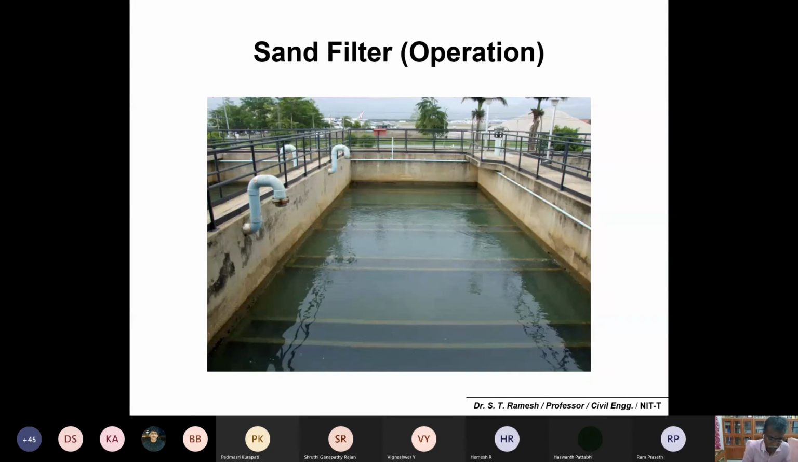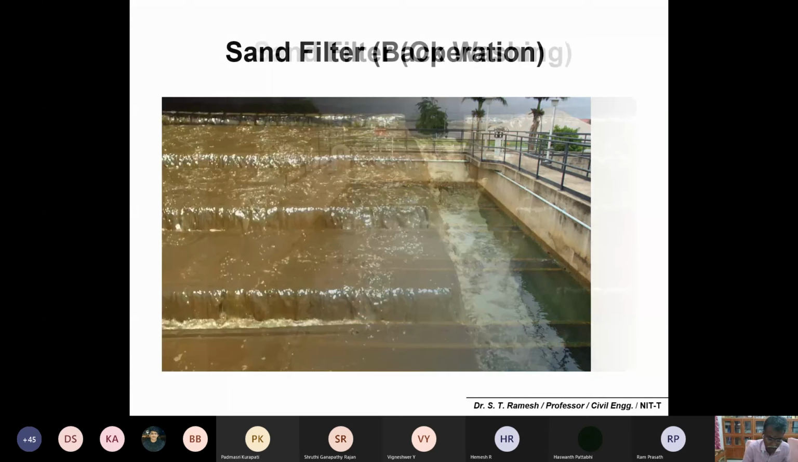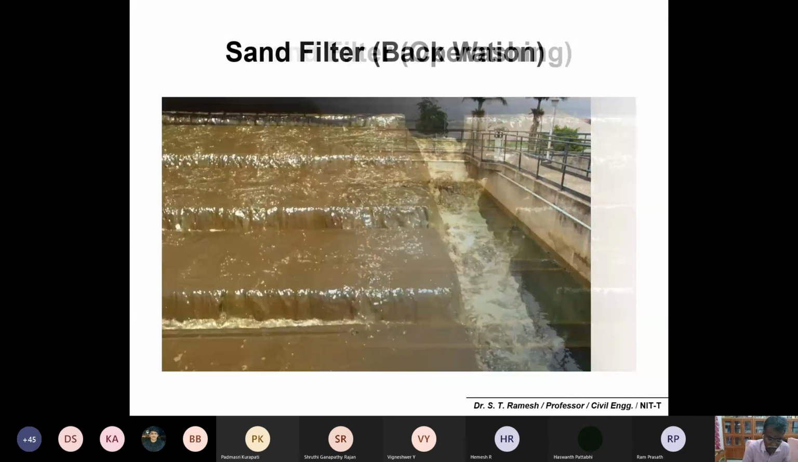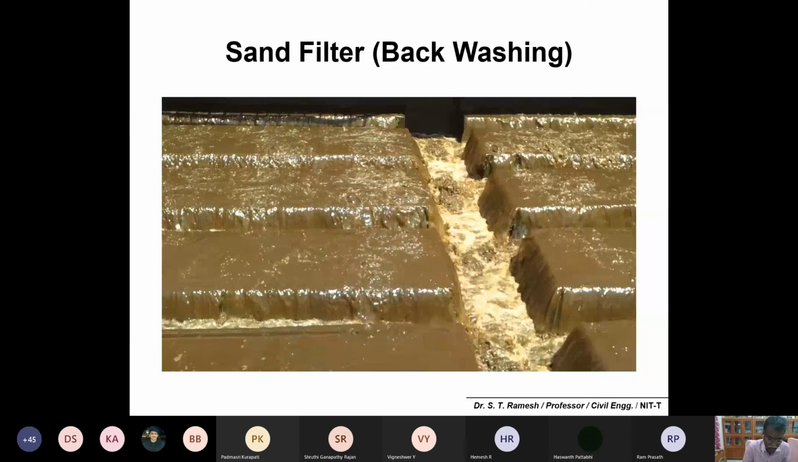These are the wash water troughs inside. Okay, so during operation, you just allow the water to pass through the filter. Okay, this is during backwashing. So you just stop the influent or inlet water and allow pressurized water to flow from bottom to top. So whatever has been blocked inside the filter bed will be taken away, and the water level will rise up to the level of the wash water troughs, and the water will be collected through the wash water troughs and taken further for disposal or further treatment. Is it okay?